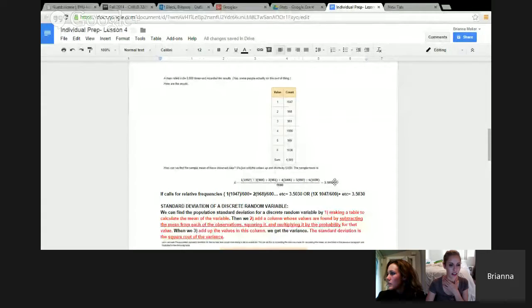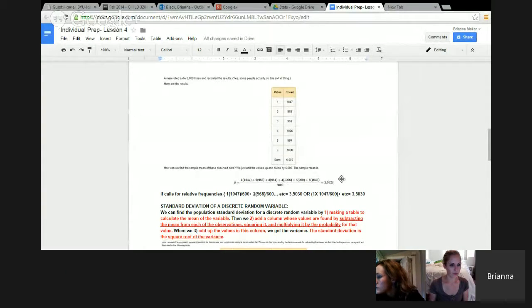Okay. So, you know how what we did was we just multiplied it and added it up, like 1 times 0.25. But here in this one where they're talking about the sample mean, they're dividing it also by 6,000, by the sum. Is that just because it's the sample mean and not the actual population mean?